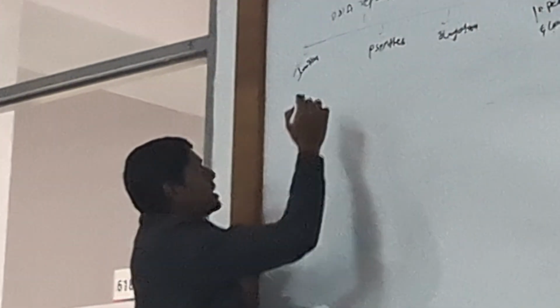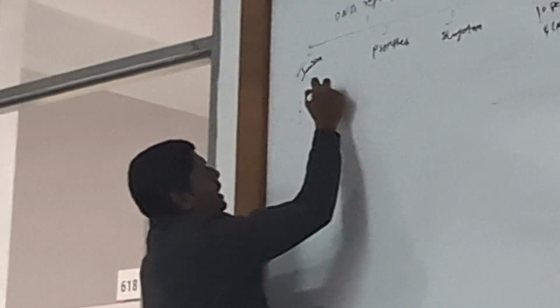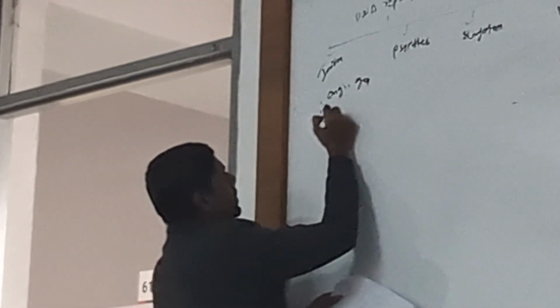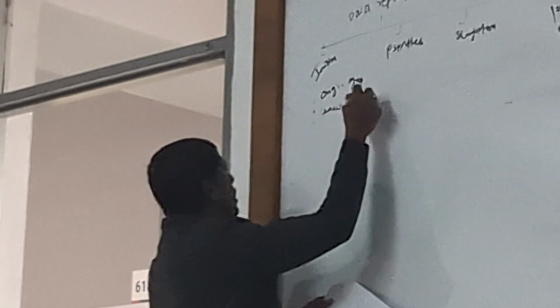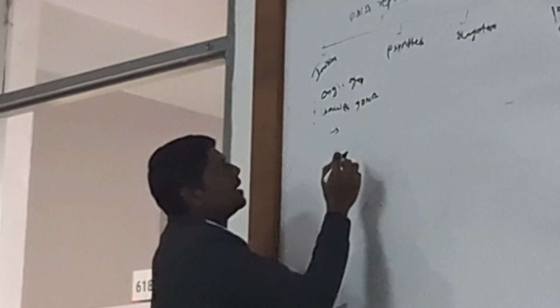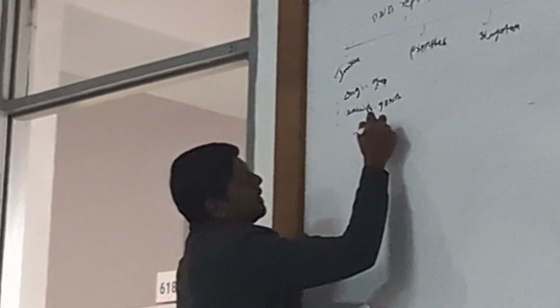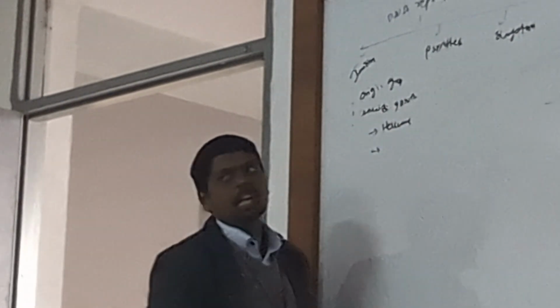What are those? Yeah, in the initiation we have origin of replication plus unbinding of DNA. Unbinding of DNA is mediated by helicase. Then helicase unbinded, then what happened?